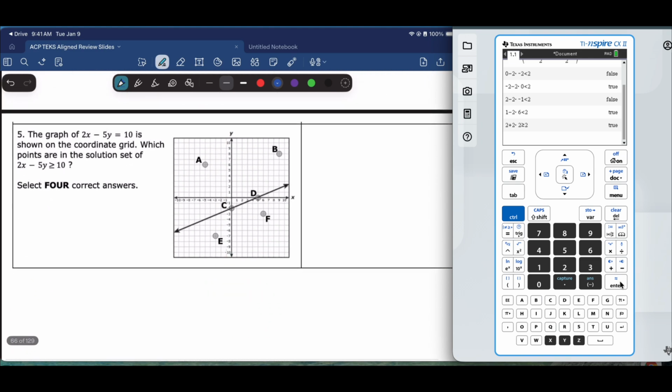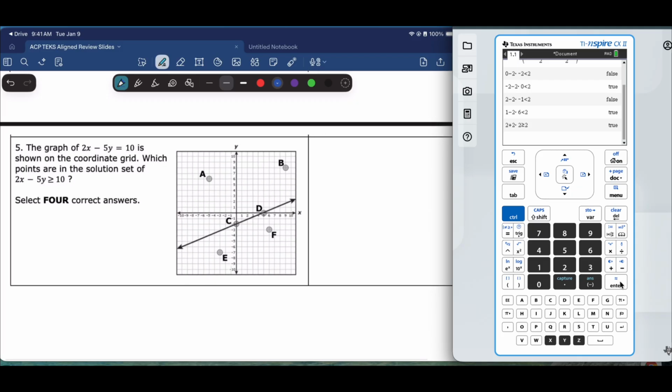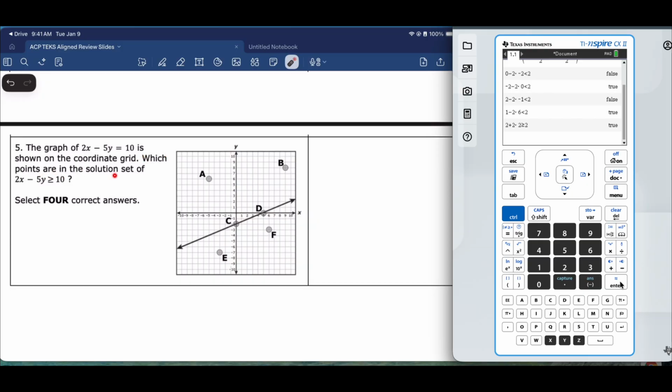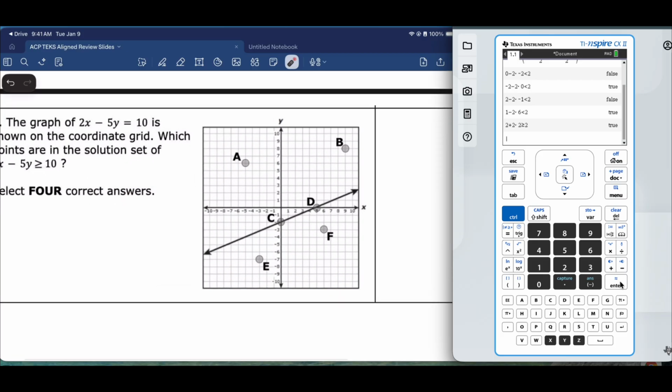All right, so now let's try the last example. The graph of 2x minus 5y equals 10 is shown on the coordinate grid. Which points are in the solution set of 2x minus 5y greater than or equal to 10? Select 4 correct answers. So just to go over this again, if you were to draw a line right here, that splits the graph. Your answer choices go together.